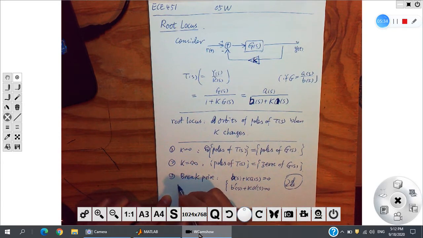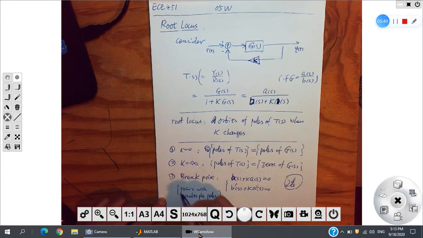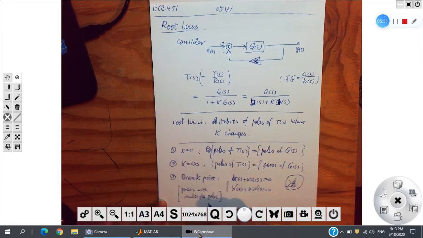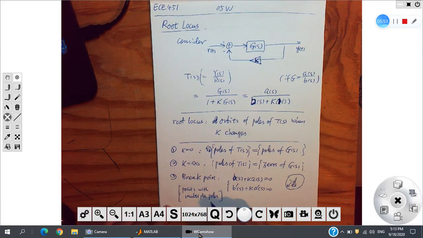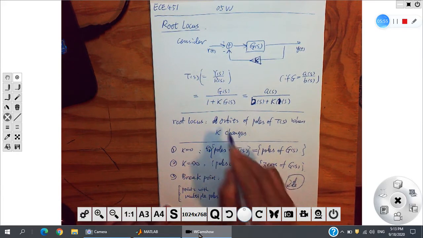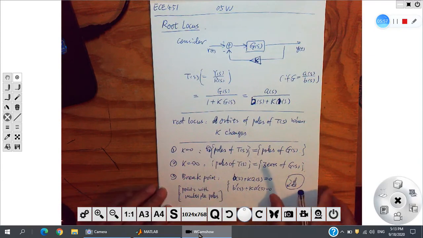Breakpoint means a point with multiple poles. Of course it is poles, we are talking about poles of T. Okay, the breakpoint.